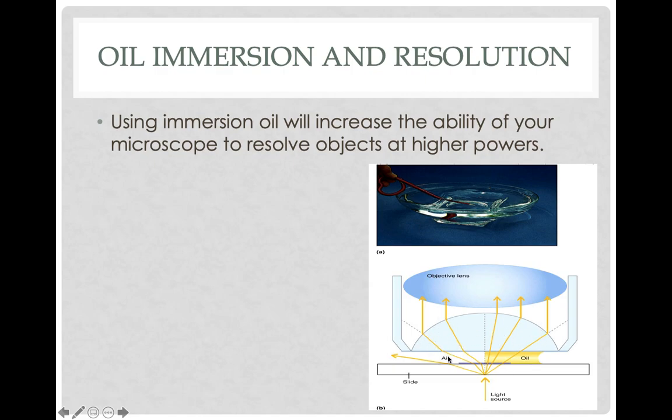Now, oil is only supposed to be used on the oil immersion lens itself, the 100x lens on most microscopes. It can mess up the glass inside of the other three lenses. So the oil immersion lens, the 100x, is the only lens that's supposed to have oil added to it.